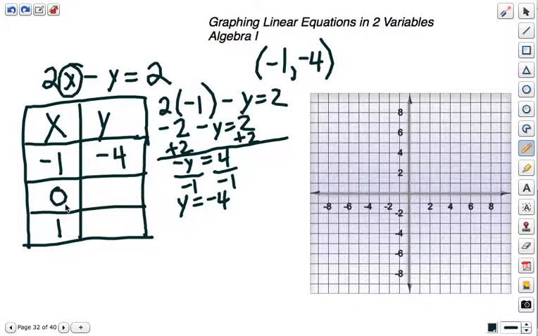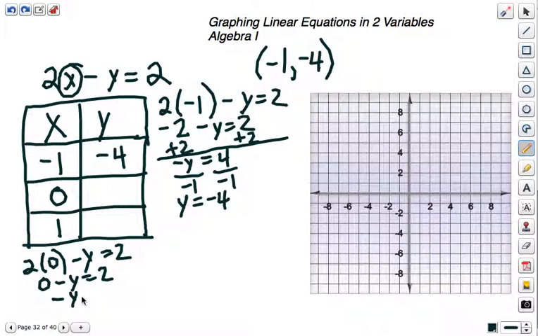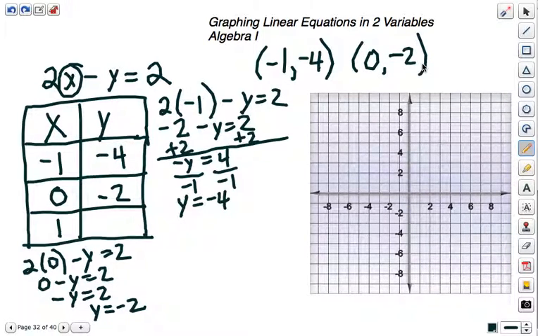All right, let's go ahead and substitute 0 in for x. So we have 2 times 0 minus y equals 2. 0 minus y equals 2. Negative y equals 2, and if we divide by -1 on both sides, y would equal -2. So 0, -2 is our second ordered pair.